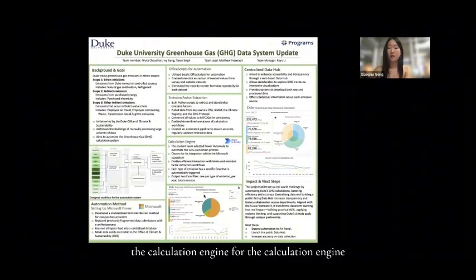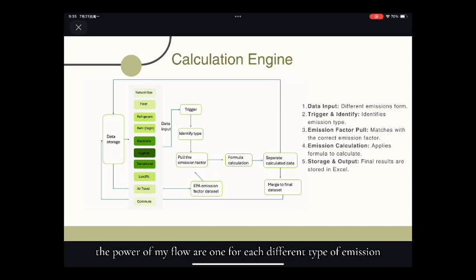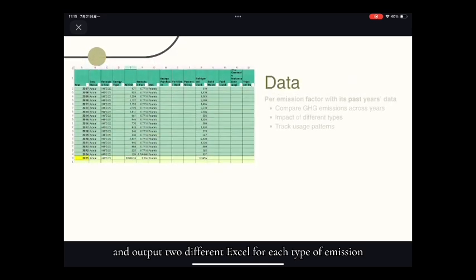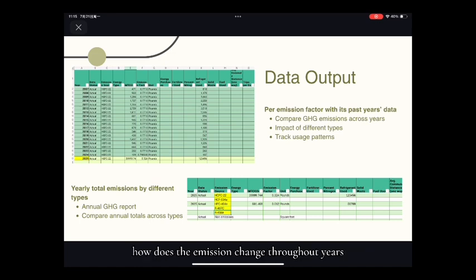For the calculation engine, we chose to use Power Automate as our tool for automation. There is one Power Automate flow for each different type of emission, and they will each take different emission factors, as Neruda talked about before, and also extract values from the Microsoft Forms. Then they will be put into the right formula and output 2 different Excels for each type of emission: one with past data for us to see how the emission changes throughout the years, and also a yearly total emission data for the annual greenhouse gas report of Duke.